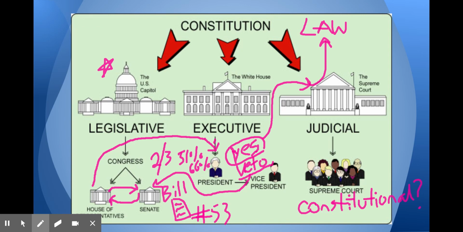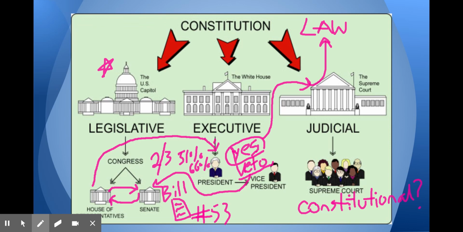So 99% of the time, can they get this overriding 2/3 vote? And the answer is no, just because they usually do not have the support from the other political party.